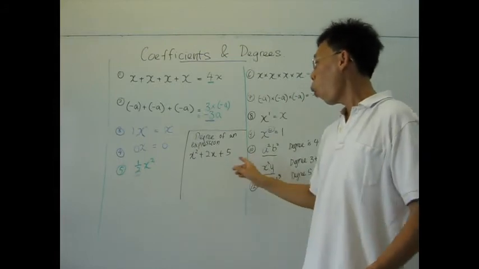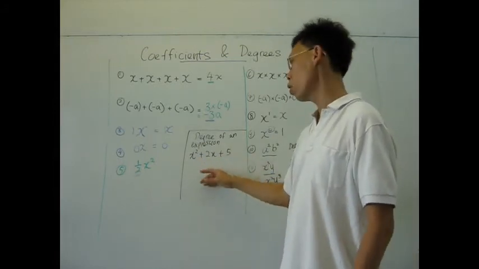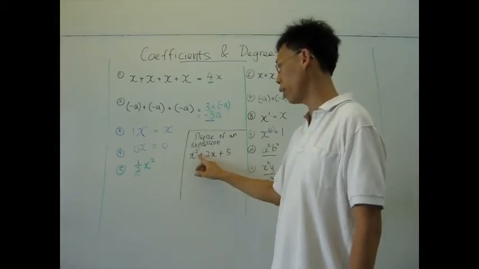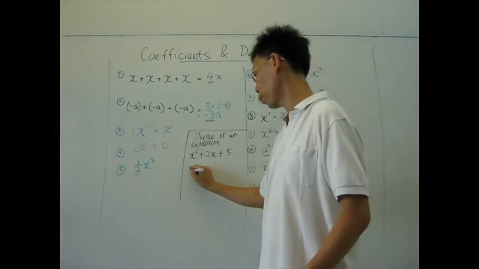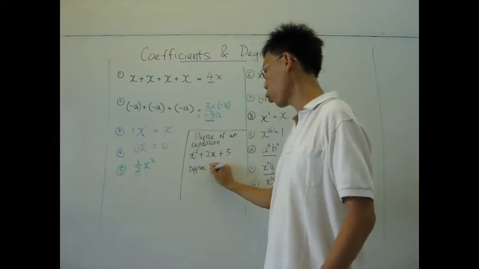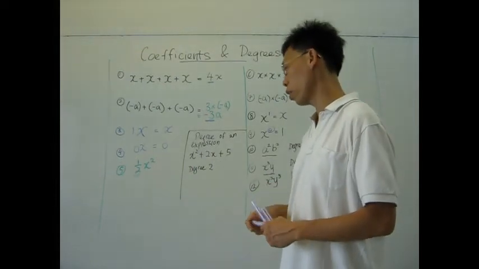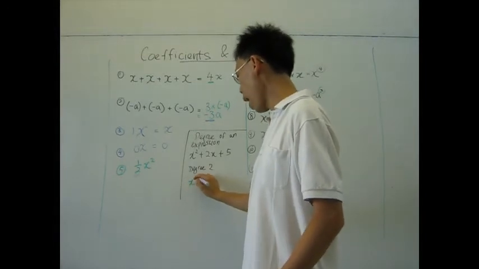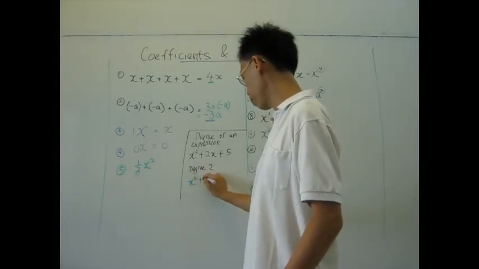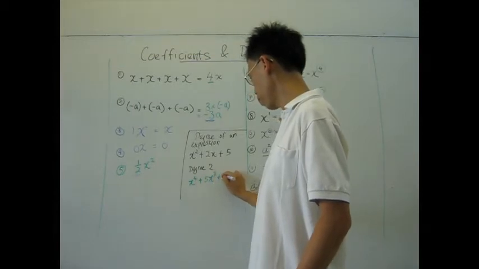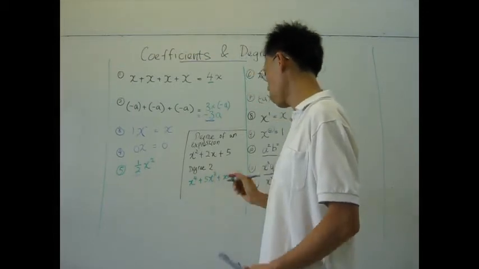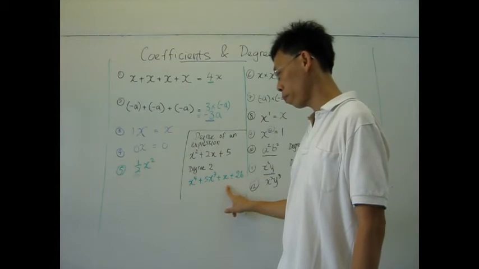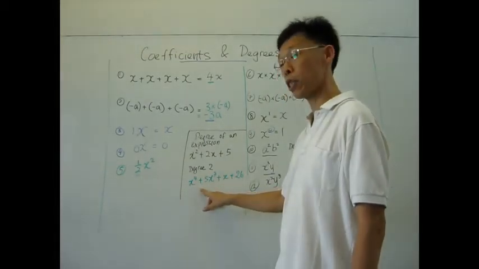If I ask, what's the degree of this expression? Usually we mean the largest power in this particular expression. In this case, the degree will be 2, because 2 is the largest degree in this particular expression. Let's try again. How about this one? What is the degree of this particular expression in green? Very good. The degree in this particular expression is 4.